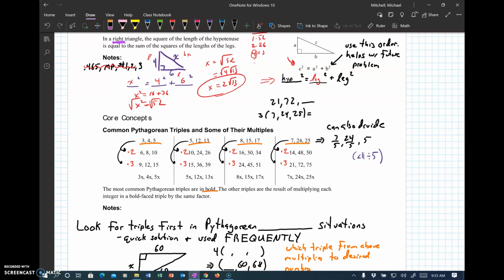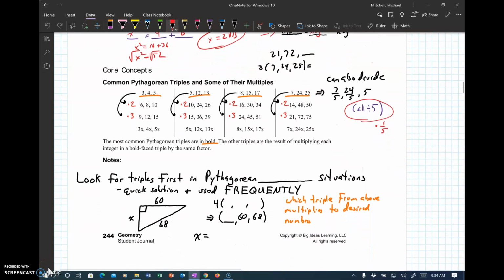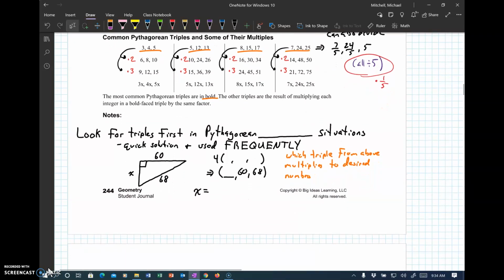So, again, it comes down to knowing multiplication well. Same for the 5, 12, 13; 8, 15, 17; 7, 24, 25. Also, dividing works. Remember, dividing by 5 is just multiplying by 1/5. So I could have 7 over 5, 24 over 5, and 25 over 5, which is 5. Whoops, I meant 25 over 5 comes out to 5, not 25. I just said 25. I don't know if I paused it before or after that.